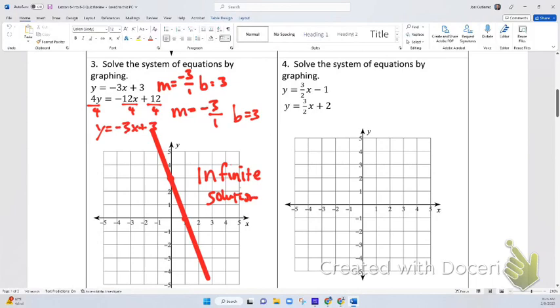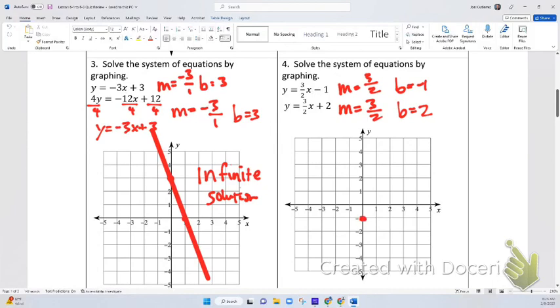For number 4, luckily both of these are already in y equals mx plus b form. The m is 3/2. The b is -1. For the bottom one, the m is 3/2. The b equals 2. So when I graph this, I'll start by graphing the top one.